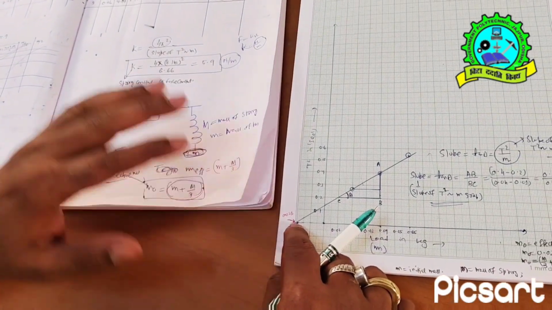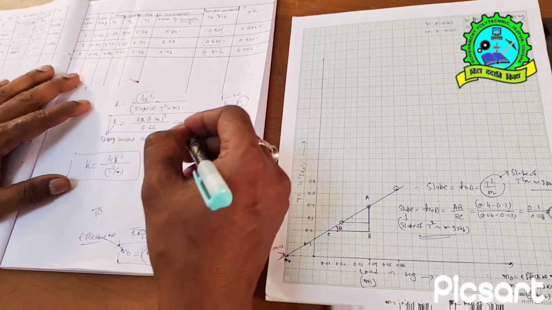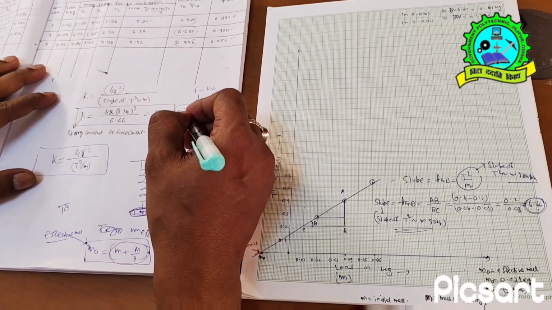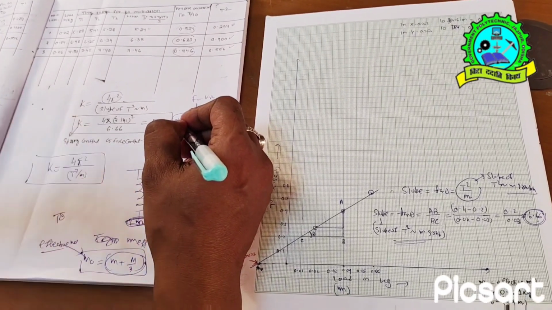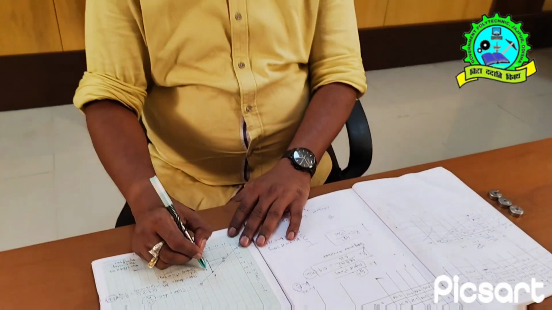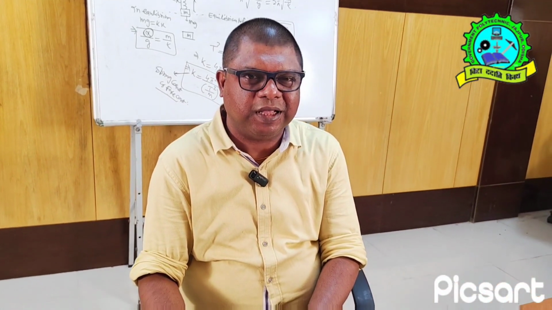Okay, so this is all about how to calculate the spring constant of the spring by using Hooke's law. Thank you very much.